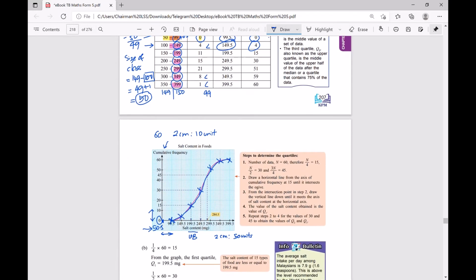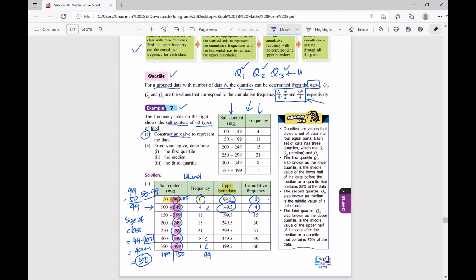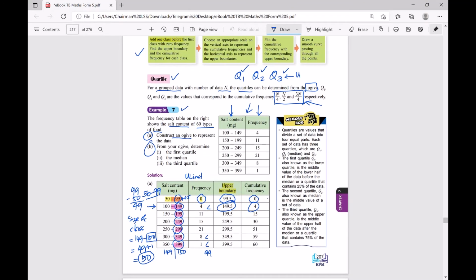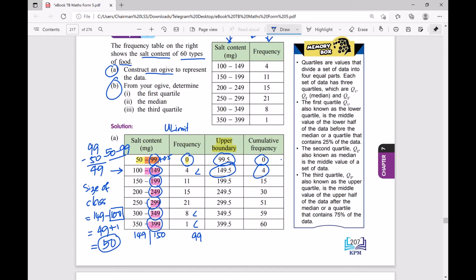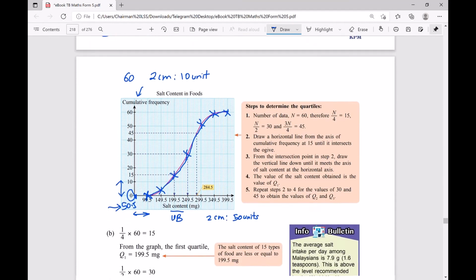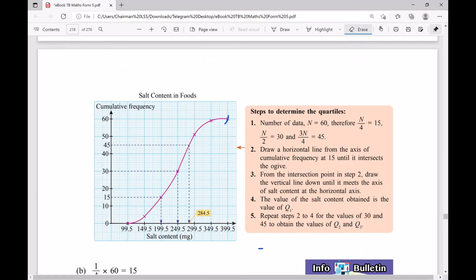Okay, you have drawn the graph. Good. So for part B, from your Ogive, determine the first quartile, Q1. The median is the second quartile. The third quartile is Q3. So you have to use the formula. What is the formula? For your first quartile, you use the formula n over 4.